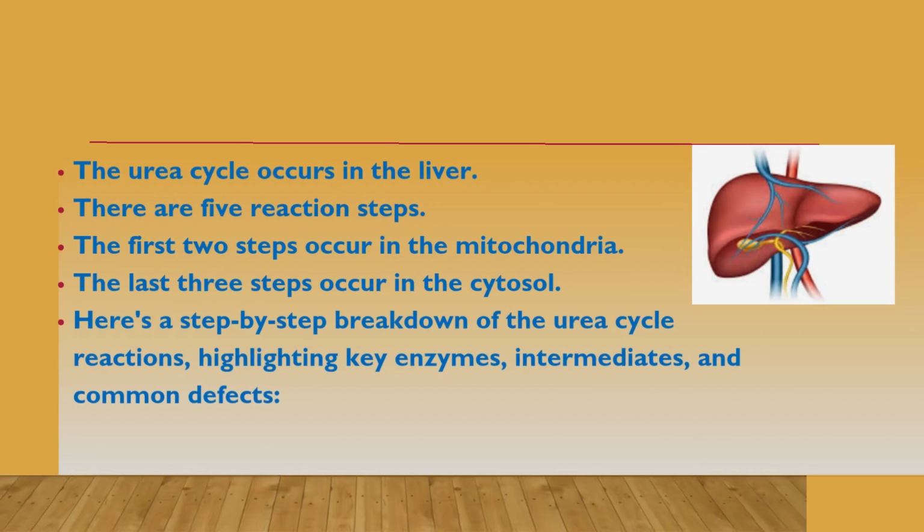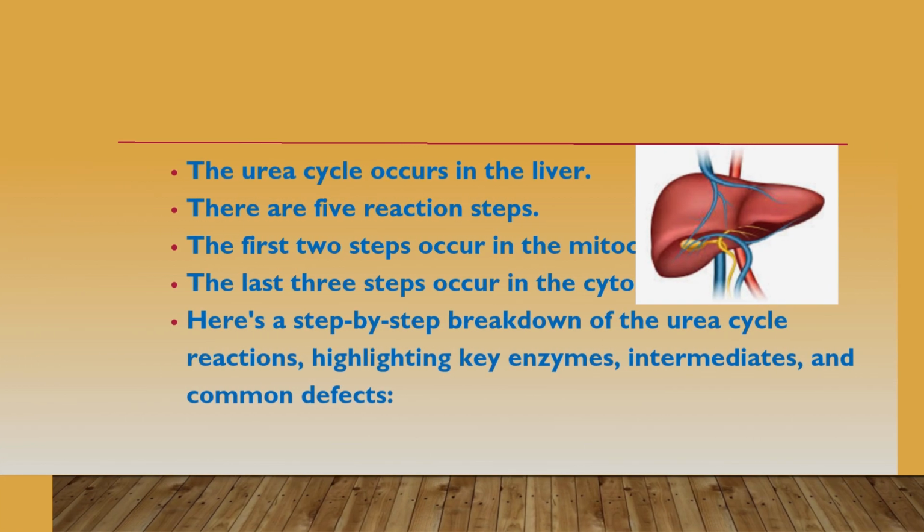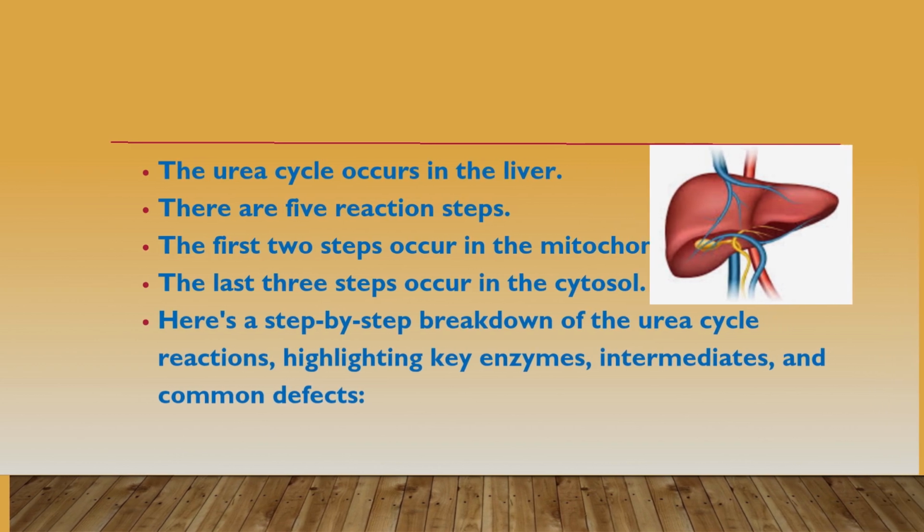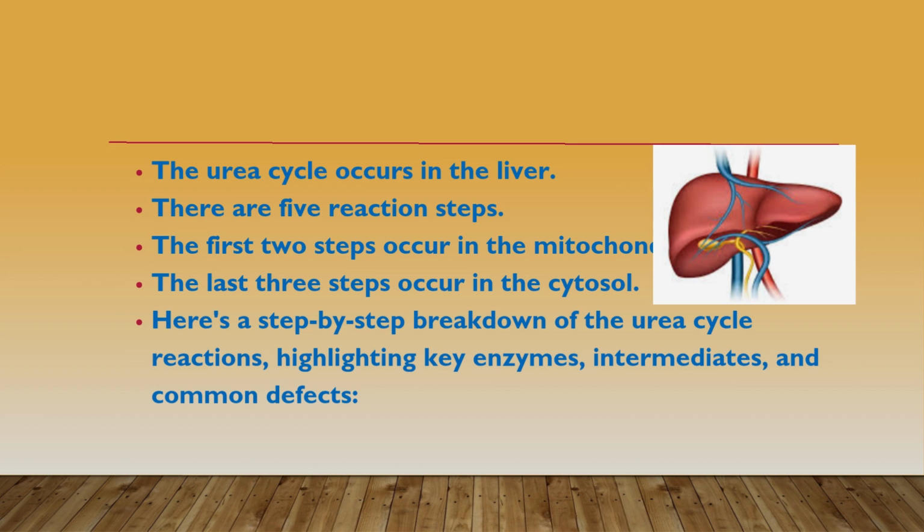The urea cycle occurs in the liver. There are 5 reaction steps. The first 2 steps occur in the mitochondria. The last 3 steps occur in the cytosol. Here's a step-by-step breakdown of the urea cycle reactions, highlighting key enzymes, intermediates, and common defects.